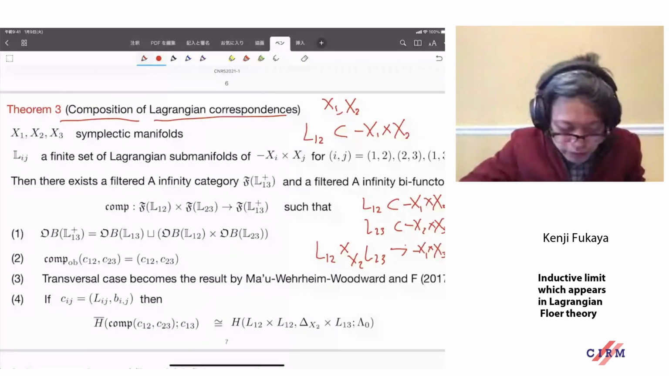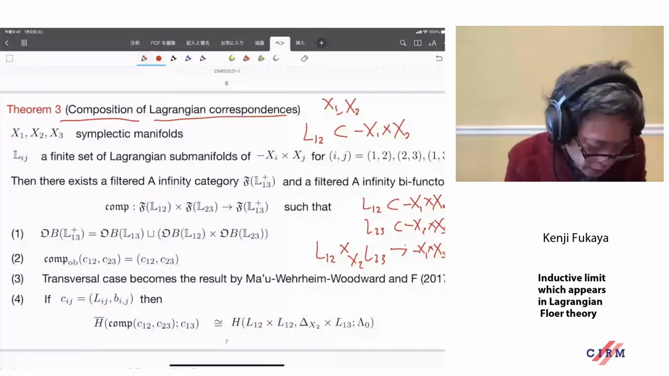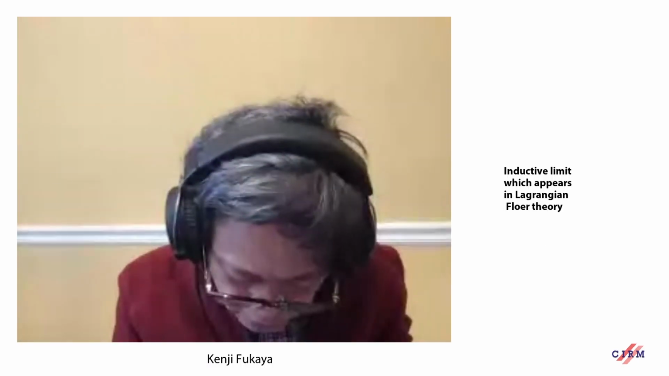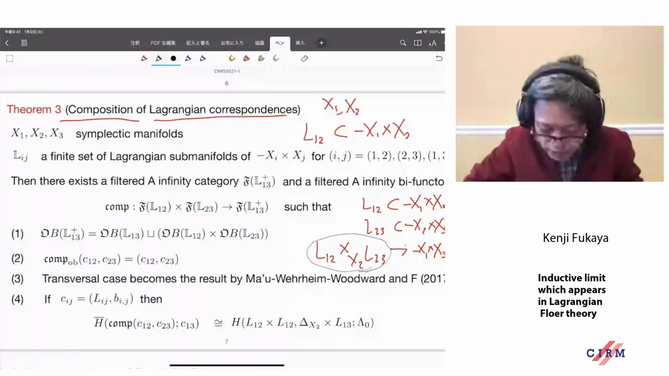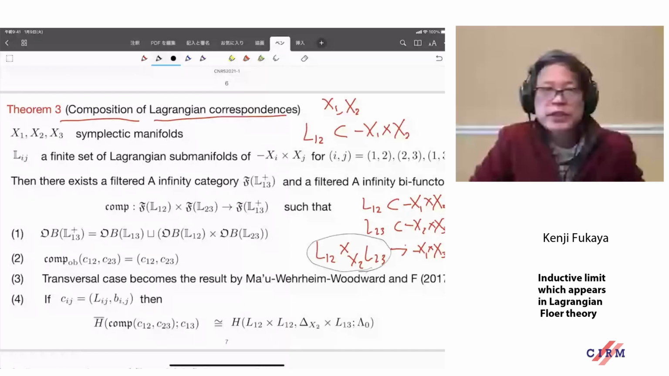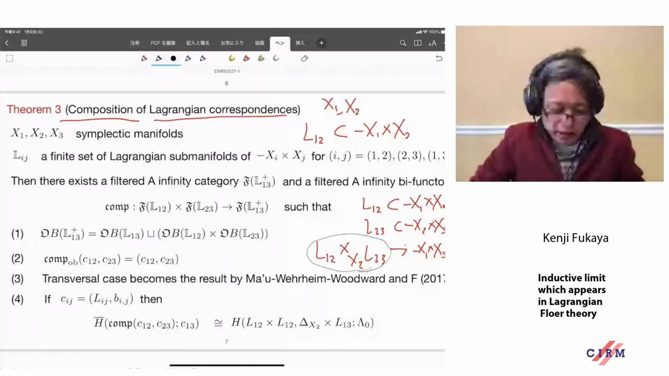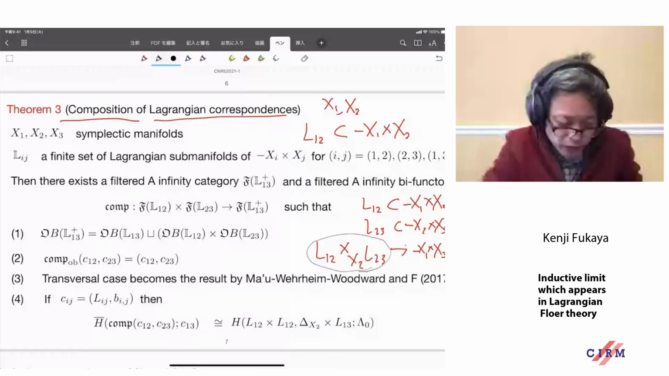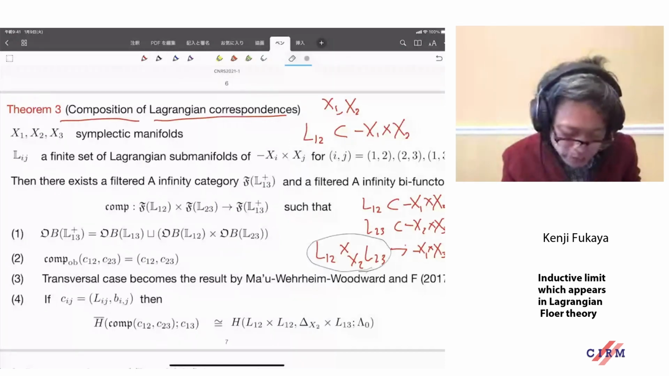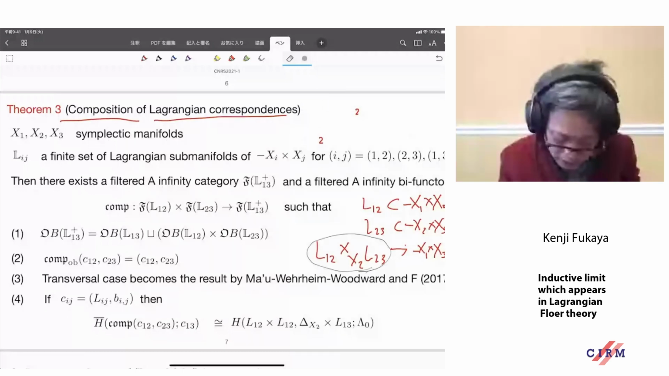But the issue is, of course, in a case where this fiber product is generic, which means it is transversal, then one can show that this fiber product is an immersed Lagrangian submanifold of x1 cross x3. And this is what Weinstein proposed. But in general, this fiber product is not transversal. So in a sense, Weinstein's category is not a category, but a kind of topological category. But the third theorem claims that we can actually compose without assuming transversality.